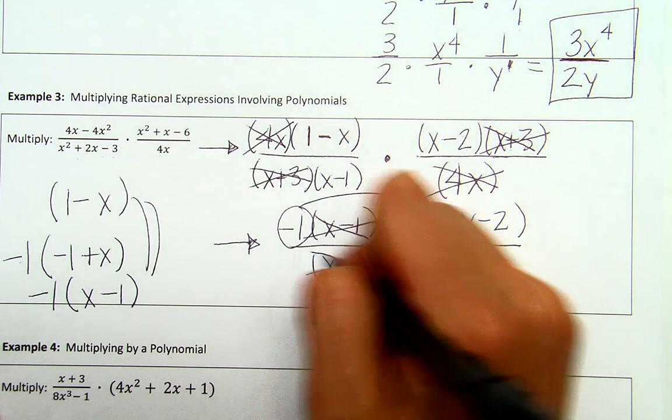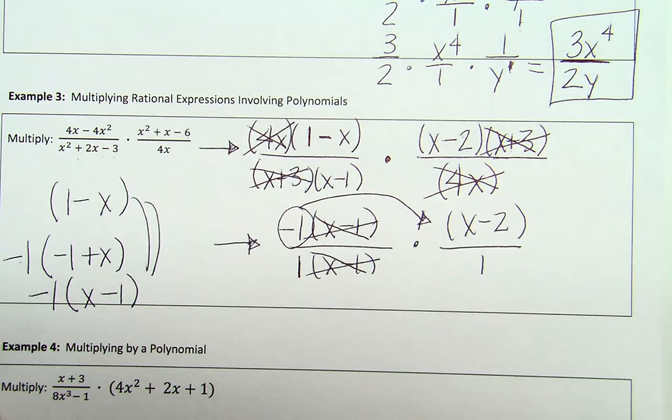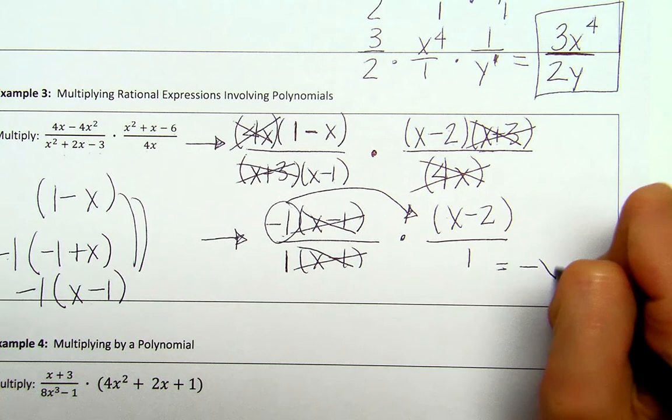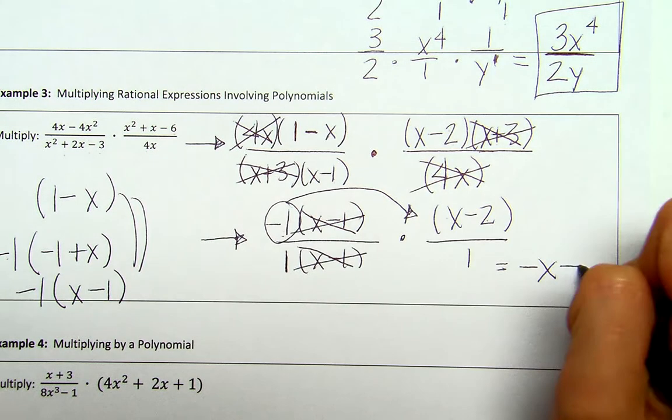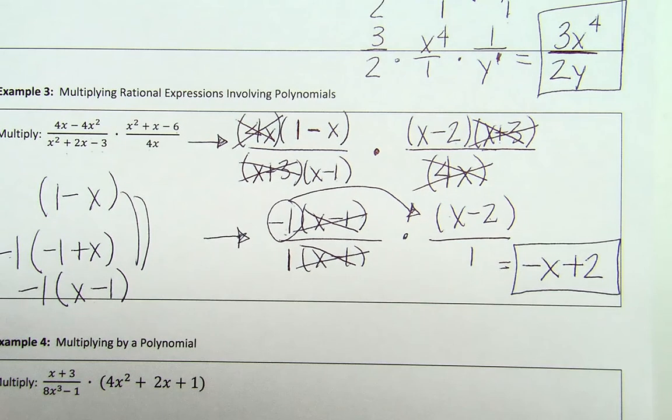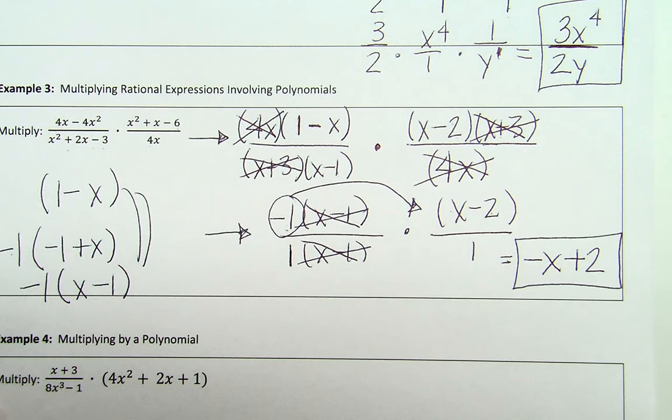And again, if you cancel out everything, the placeholder of 1 is still there. So -1 times x gives me the final answer of -x. -1 times -2 gives me a +2. I have nothing left in my denominator, so that is my final answer.